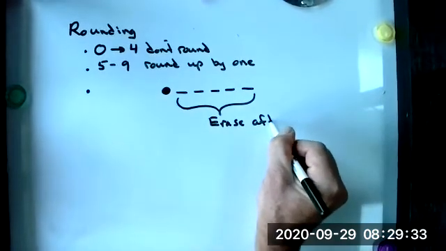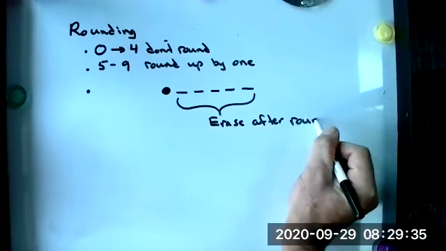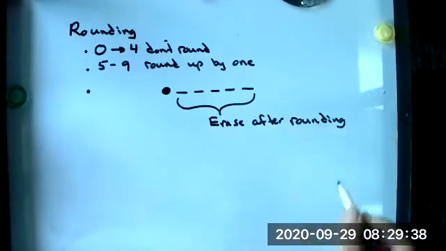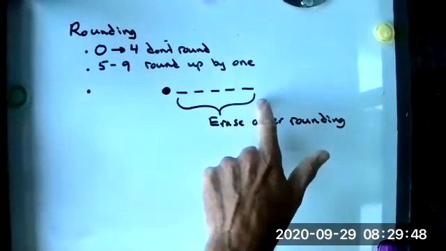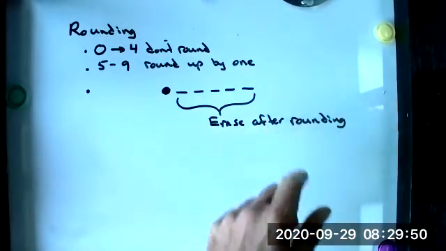Erase after rounding. Because if you don't erase those, you're going to add significant digits to your answer, and that's going to cause your answer to be wrong. Don't worry, I'll show you an example of stuff like this.